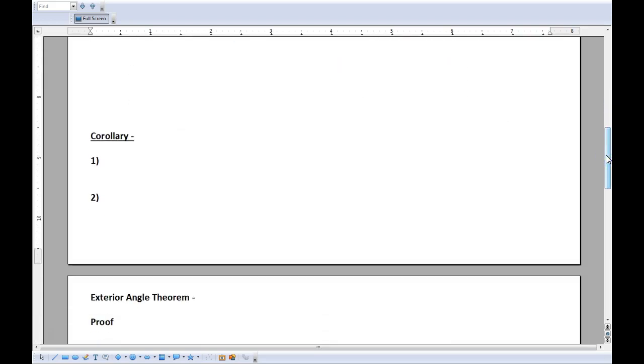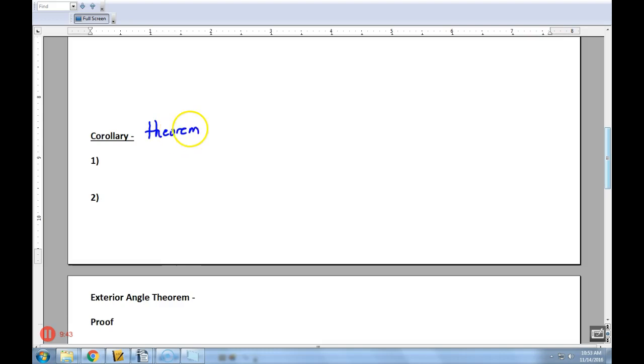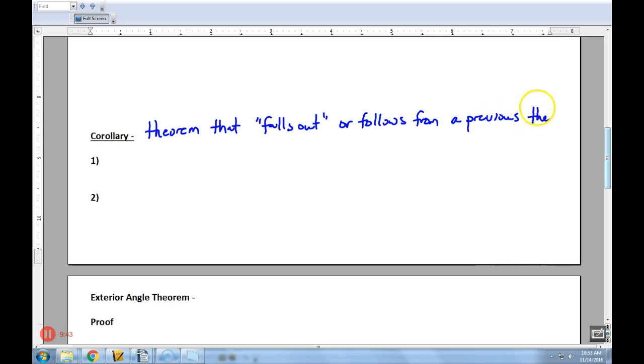All right, moving down here towards the bottom, we're going to introduce a new term here called a corollary. All right, definition of a corollary. A corollary is just a theorem that follows from a previous theorem. So it doesn't need its whole new proof. It's kind of like, well, once you know one thing, it kind of makes something else be true also.